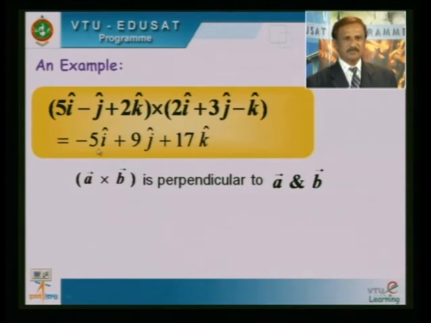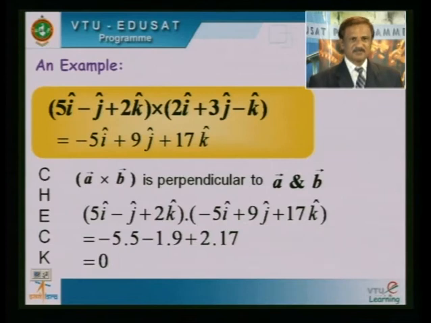Now I want to verify minus 5i plus 9j plus 17k is perpendicular to 5i minus j plus 2k and 2i plus 3j minus k. How do you verify? You know the formula. So you can calculate A dot B, which is equal to 0. Therefore, you can say that A cross B is perpendicular.